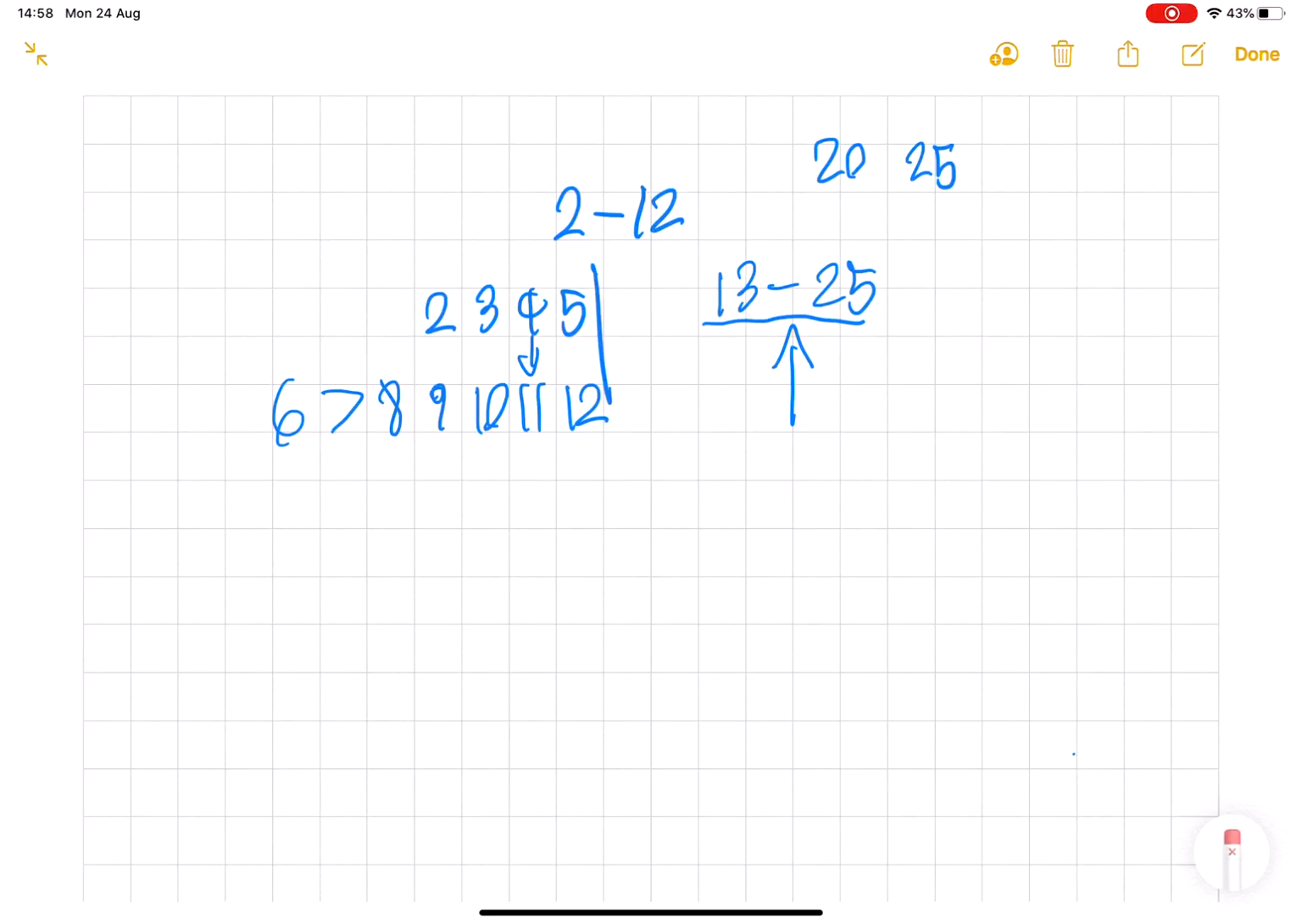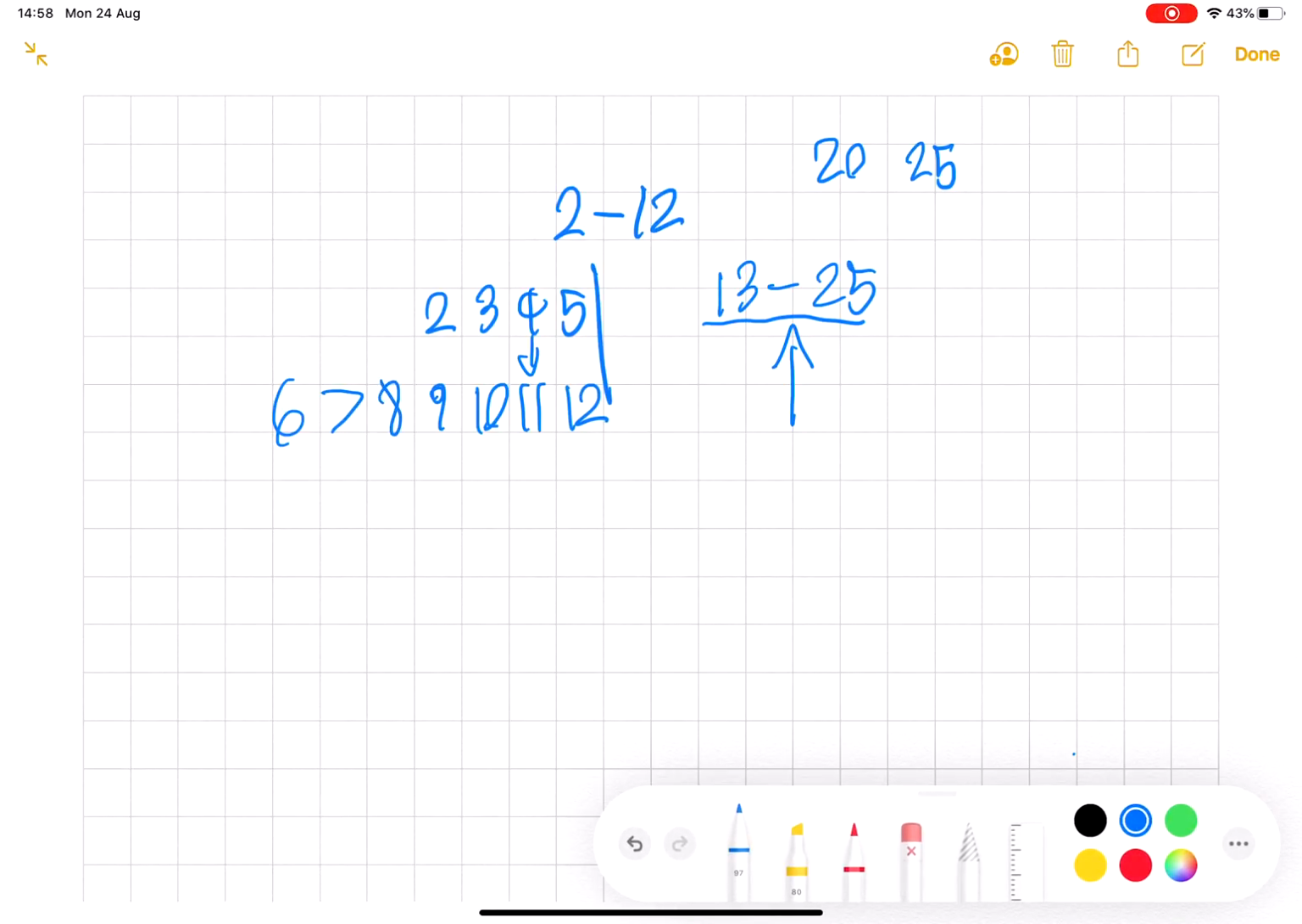So I hope you guys enjoyed this method of multiplication that makes your multiplication really easier.